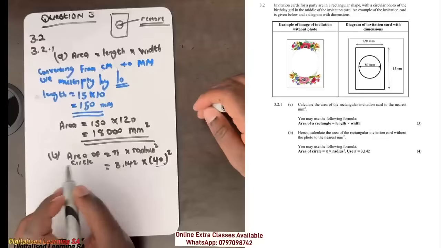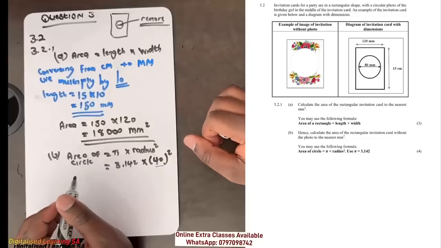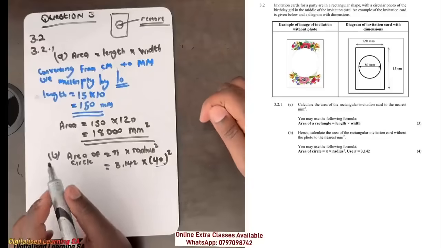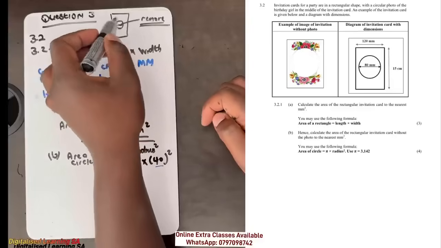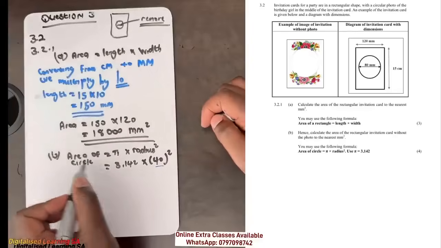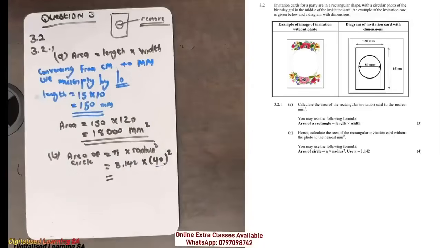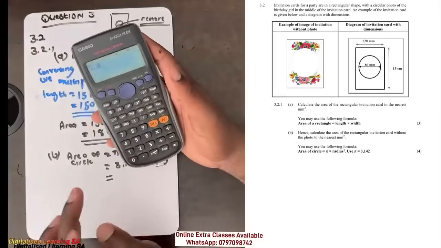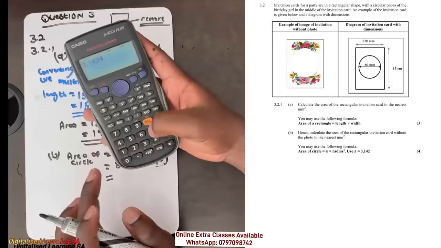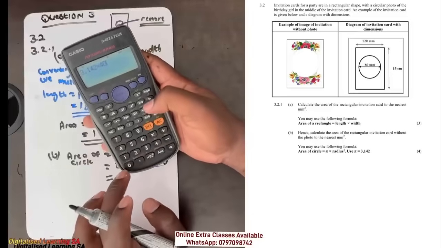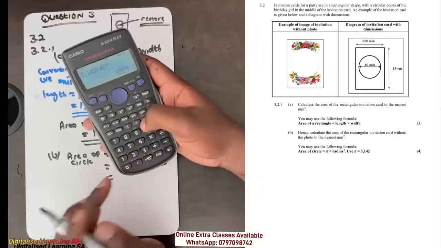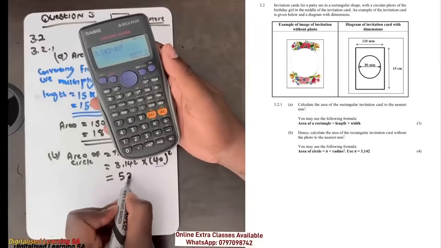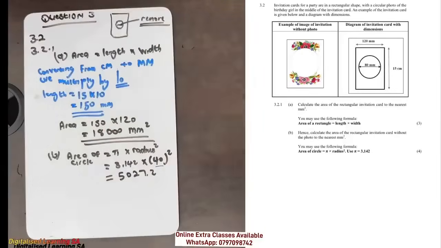So we are calculating the area of the circle, and then after getting the answer, we will need to subtract it from the area of our rectangle, because this is what we need to remove. So we remove it by calculating the area of the circle first. If we plug this into our calculator, we'll say 3.142 multiplied by 40 to the power 2. And the answer will be 5027.